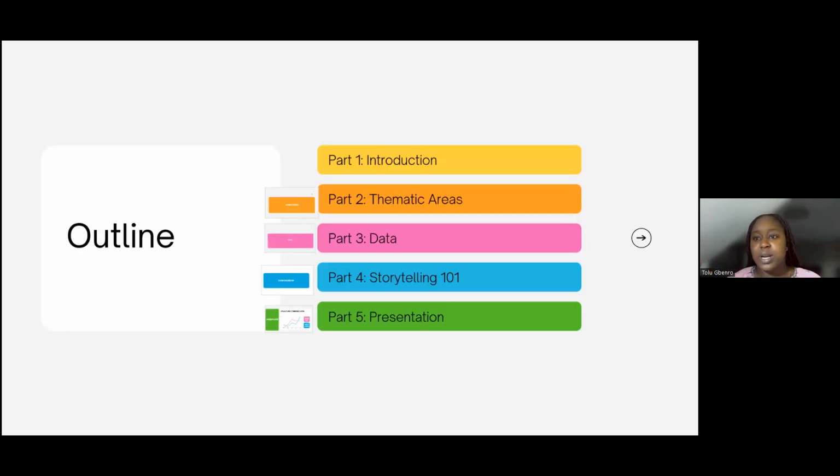So this is the outline for today's presentation. We have the introduction. We're going to look at thematic areas. We're going to look briefly at data. We're going to look at storytelling. And of course, we're going to look at presentation.